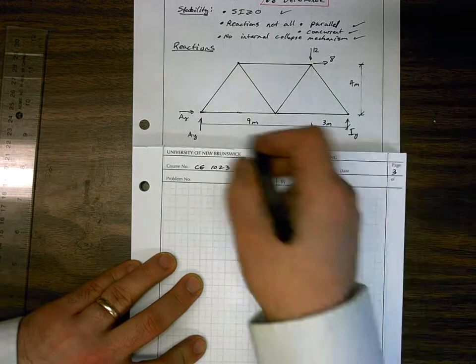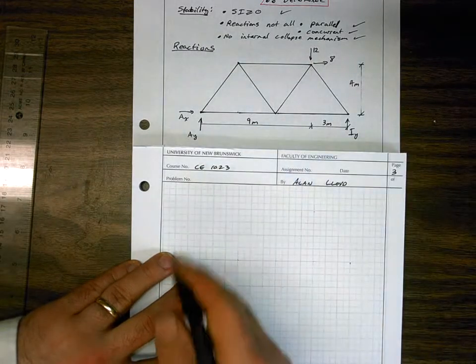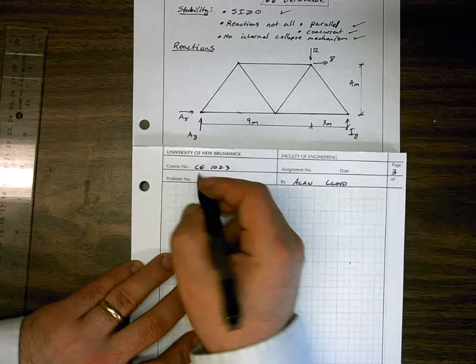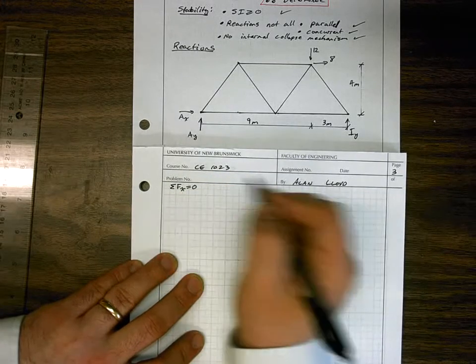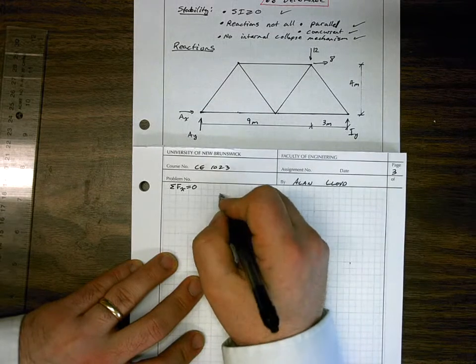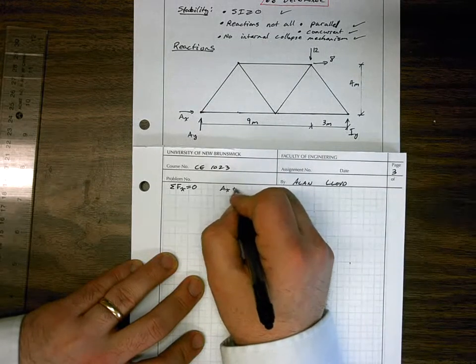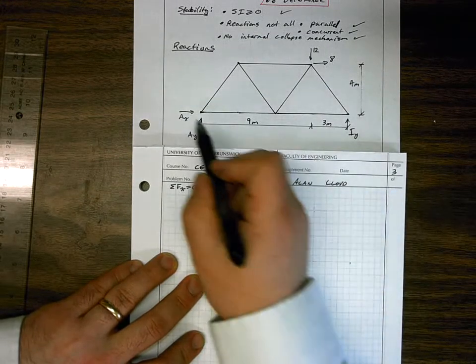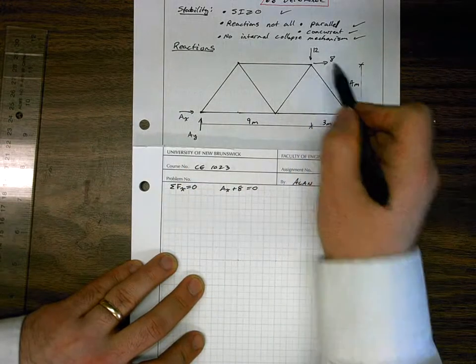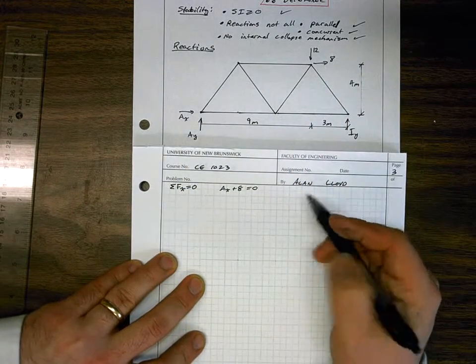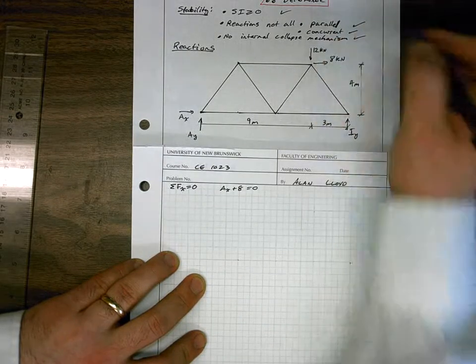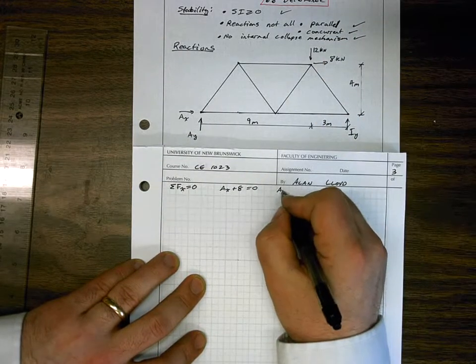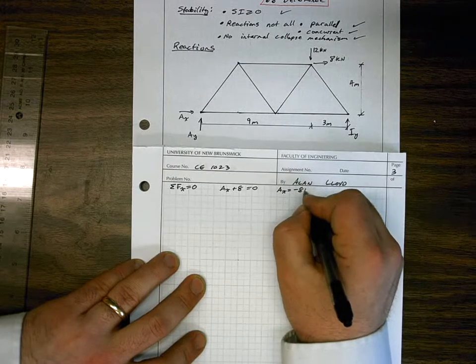Since we do have distances between the forces, we can bring in our moment equilibrium as well. If we take sum of forces in X and set that equal to 0, we can say that AX plus 8 is equal to 0. So this X force plus that 8 force is the only forces in the X direction. This is in kilonewtons. And this gives us AX is equal to minus 8 kilonewtons.